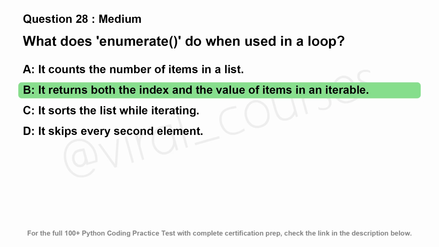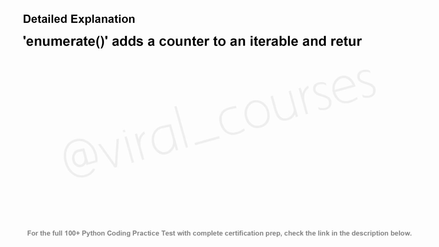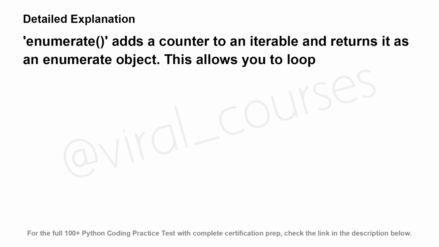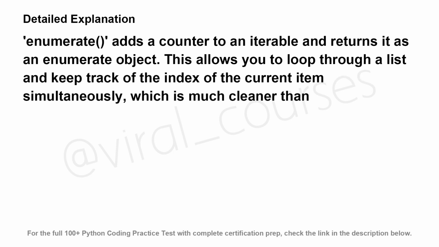The correct answer is B. Enumerate adds a counter to an iterable and returns it as an enumerate object. This allows you to loop through a list and keep track of the index of the current item simultaneously, which is much cleaner than using range(len(list)).